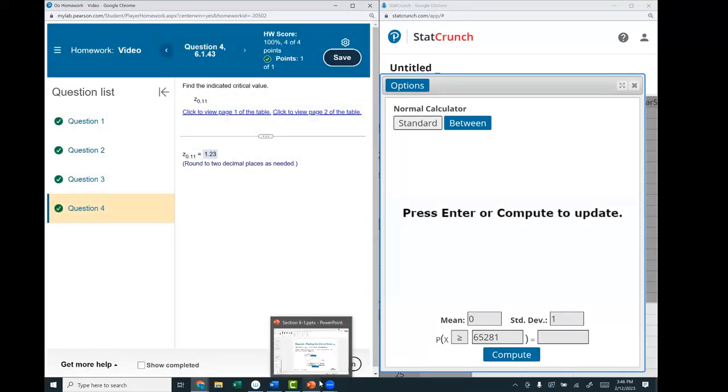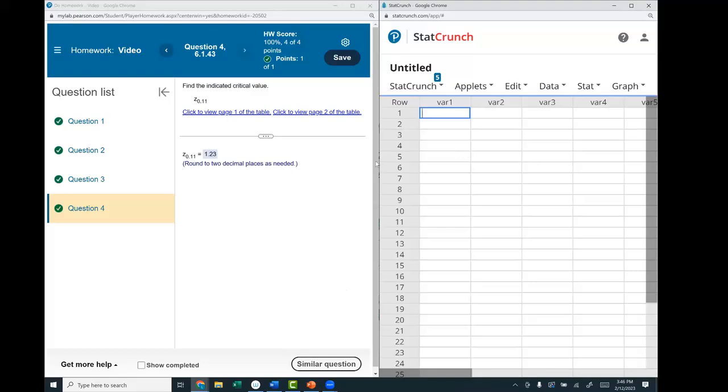So as you can see, there's really not much to calculate here at all. We use StatCrunch, we get our answers, and that's really all we have to do here for this section. And I think that's all I have to say.